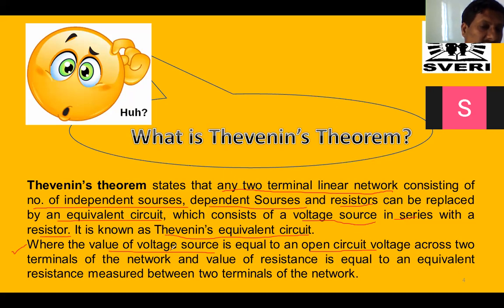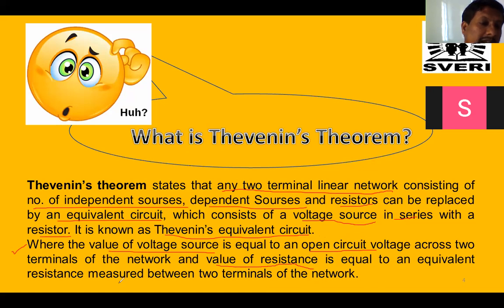So what is VTH? How to find out the value of VTH? You can find it by opening the circuit between the two terminals, and across that open circuit you have to measure the voltage. That voltage is nothing but the value of voltage source VTH. Similarly, how to find out the value of resistance RTH?